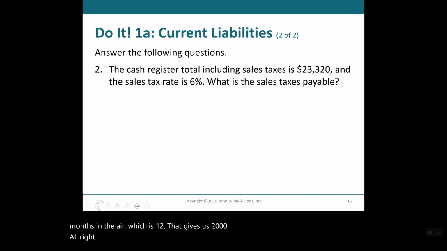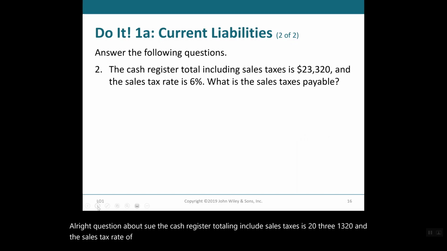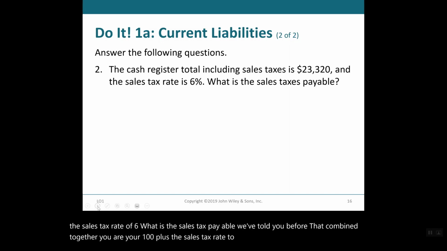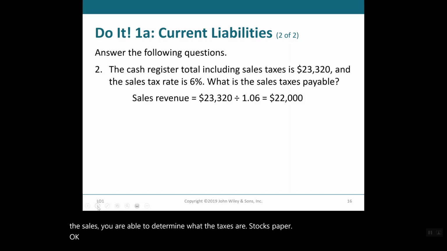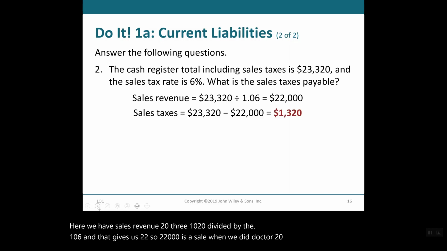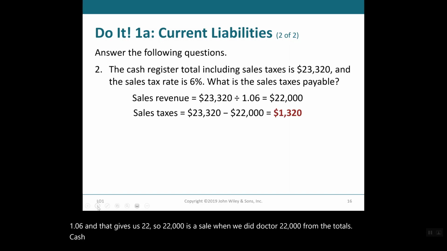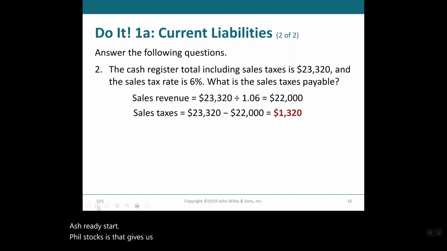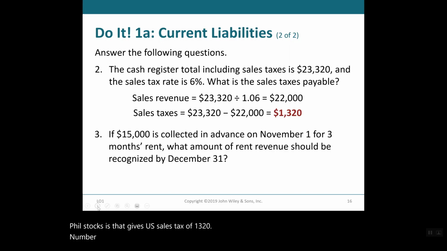All right, question number 2. The cash register totaling, which includes sales taxes, is 23,320 and the sales tax rate is 6%. What is the sales tax payable? We've told you before that once they are combined together, you add 100% plus the sales tax rate to give you what the sales is. Once you have the sales, you are able to determine what the sales tax payable is. So here we have 23,320 divided by 1.06, and that gives us 22,000. So 22,000 is the sale. When we deduct the 22,000 from the total cash register, including sales taxes, that gives us sales tax of 1,320.